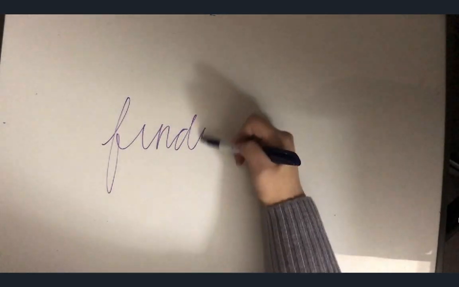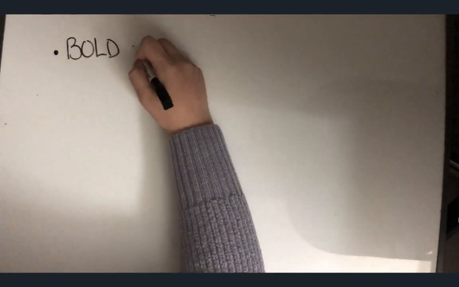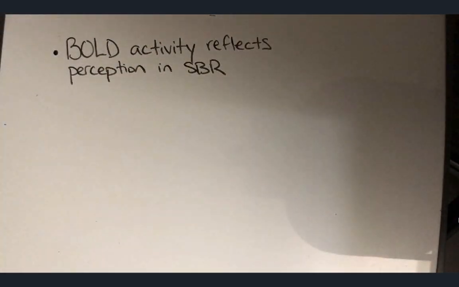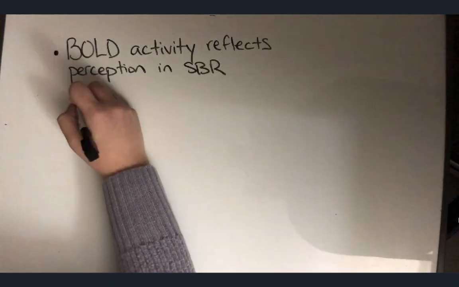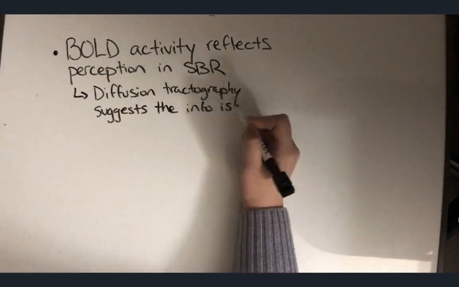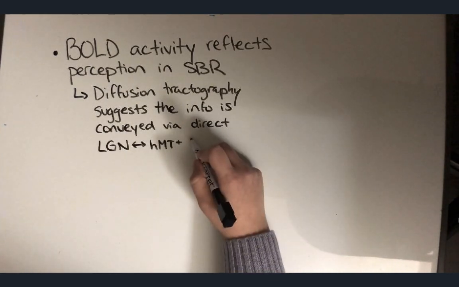By coupling the fMRI data with diffusion-weighted imaging, the researchers concluded that bold activity does indeed reflect perception in SBR, as the response changed between low and high contrast stimuli, indicating recognition of the high contrast Gabor patch. Patterns seen in the diffusion tractography suggest this visual information is actually conveyed via a direct pathway between the HMT and LGN.